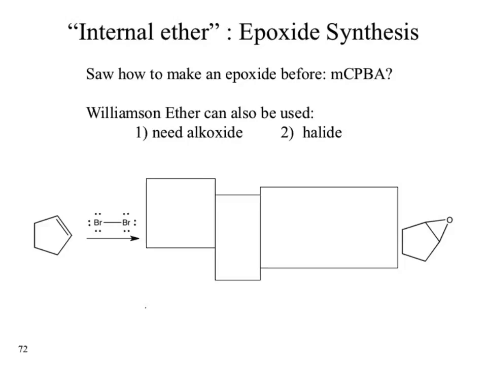Internal ethers, also known as epoxides. Okay, you have seen how to make an epoxide before. We start with an alkene and we add mCPBA. It's on the slide. Trying to be nice. Okay. You add mCPBA, we do the five-arrow mechanism, and we get our epoxide product.